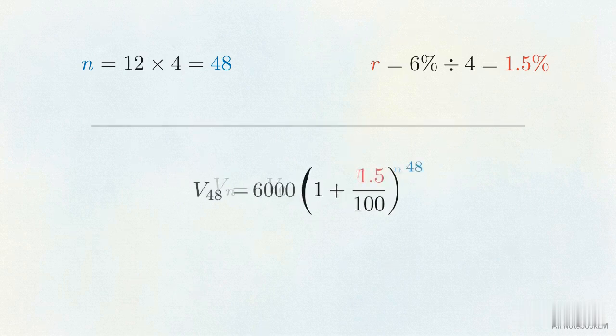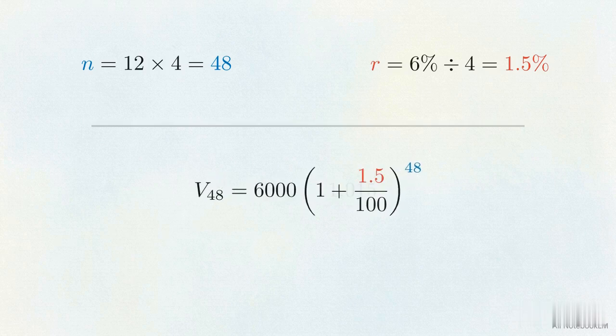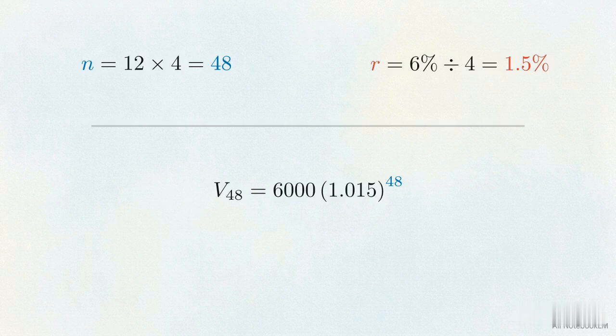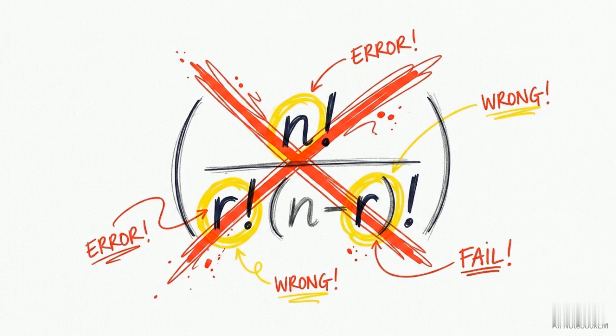For 12 years at 6% compounded quarterly, we multiply 12 by 4 to get 48 periods. Then we divide the 6% rate by 4 to get a quarterly rate of 1.5%. Plugging these into the formula, $6,000 times 1.015 to the 48th power results in a final balance of $15,522.42. Forgetting to adjust both the timeline and the rate is the most common reason for errors in compound interest math.